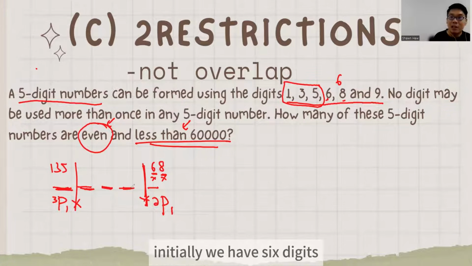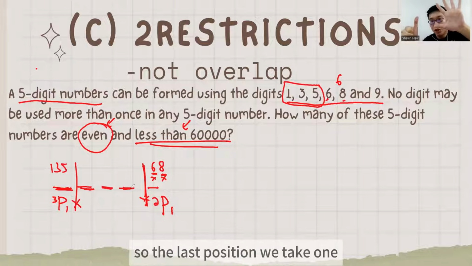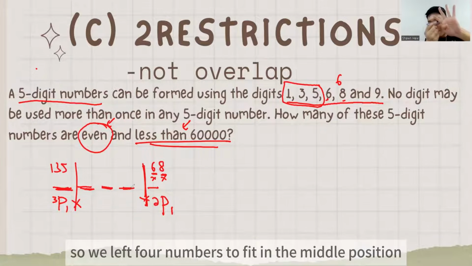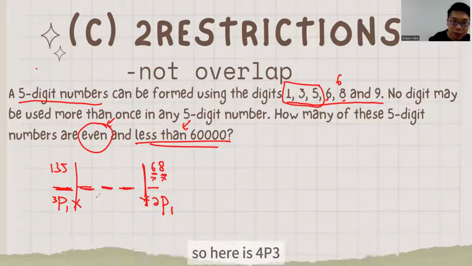Then at last, we find how we can fit in these three positions that are not restricted. Initially we have 6 digits. The last position we take 1, and the first position we take 1. So we have 4 numbers left to fit in the middle positions. So here it is 4P3.